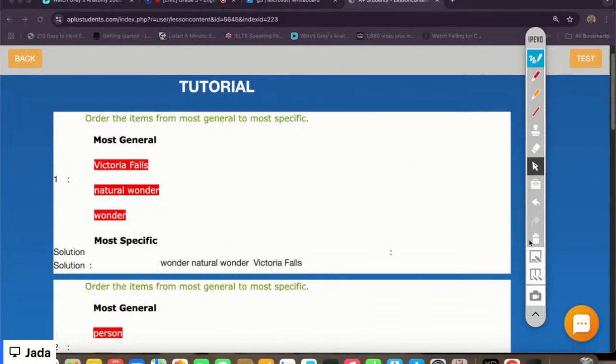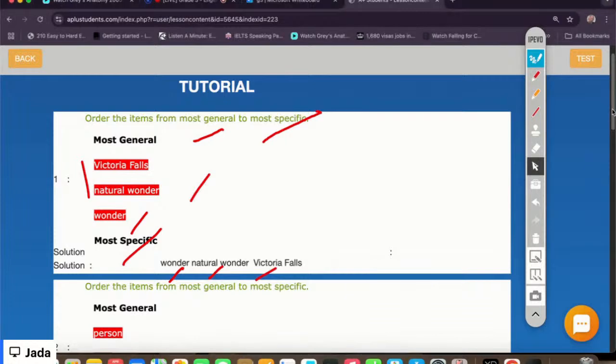All right, so we have: order the items from most general to most specific. So we have Victoria Falls, Natural Wonder, and then Wonder. If you're organizing it from most general, it will be Wonder, Natural Wonder, and Victoria Falls.